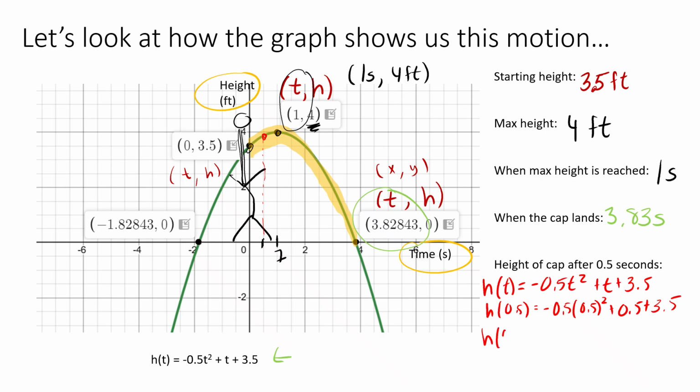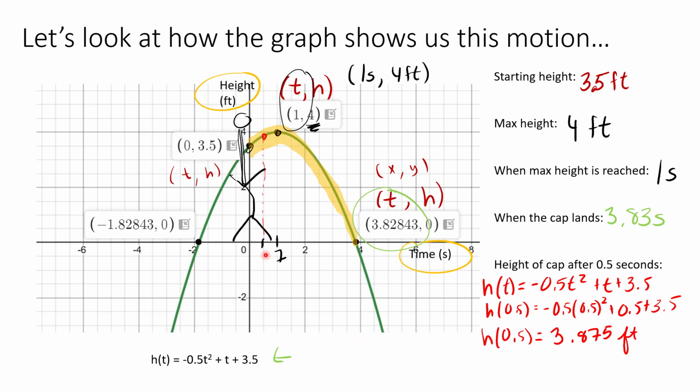Okay, so h of 0.5 is 3.875, and that would be in feet because it was a height. And what that means is after 0.5 seconds, this is how high it was. And you could do that for any amount of time. So your teacher could give you any time.